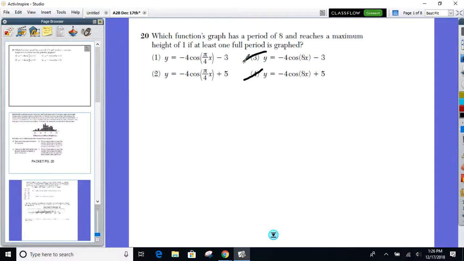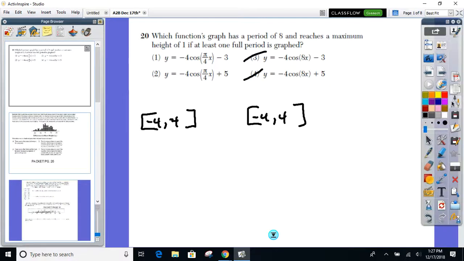So now out of those two, we got to figure out which one's got a max height of 4. Well, they both have shifts, don't they? Before I shifted, before you shifted, where did it go up and down to? -4 to 4. -4 to 4.